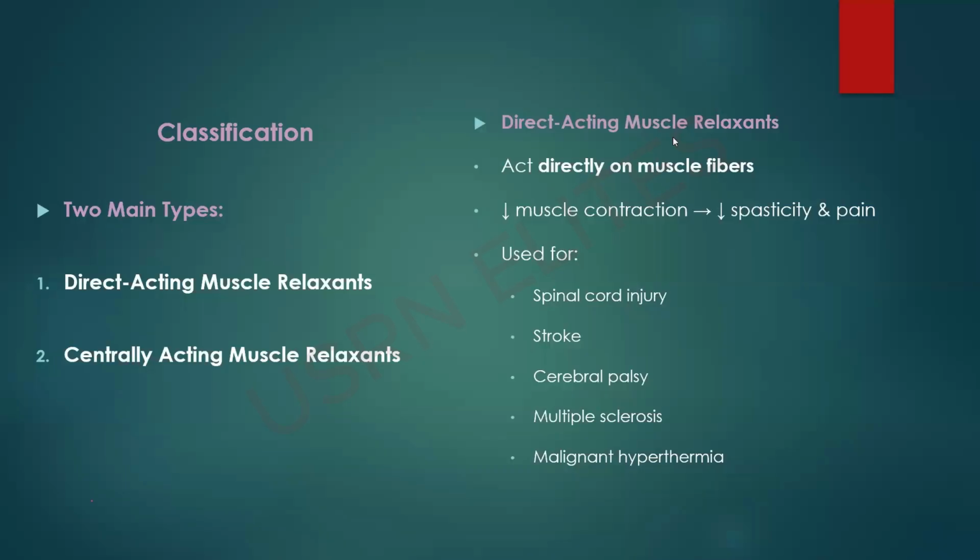So direct acting muscle relaxants act directly on muscle fibers and they reduce muscle contraction, spasticity and muscle pain. They are used for spinal cord injury, stroke, cerebral palsy, multiple sclerosis, and malignant hyperthermia. So you see malignant hyperthermia here.